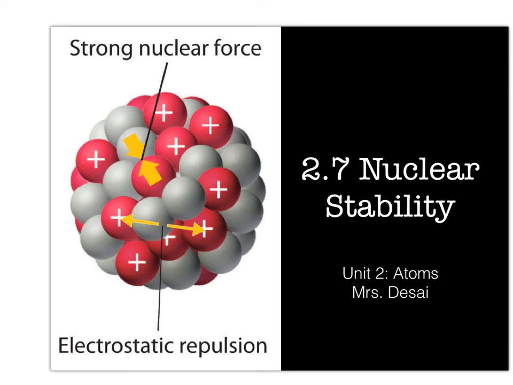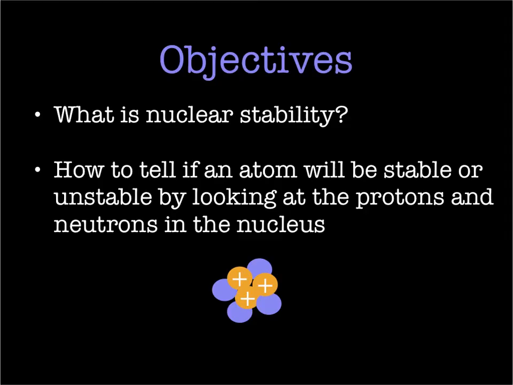This is our 2.7 nuclear stability video. The objectives for this video are to talk about what nuclear stability is, and how you can tell if an atom will be stable or unstable just by looking at the protons and the neutrons in the nucleus.